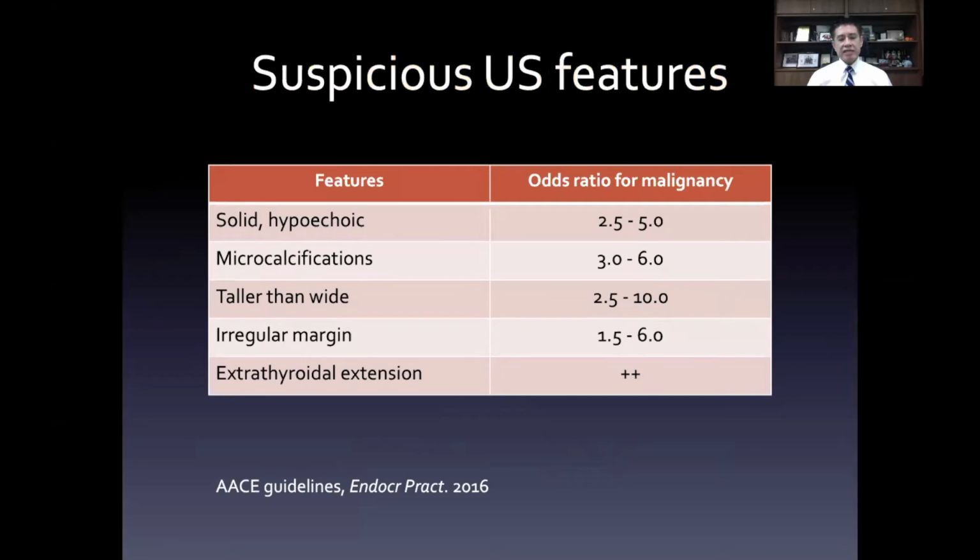Although ultrasound does not accurately determine malignancy, there are features that are suspicious and increase the risk of malignancy, such as solid and hypoechoic nodules, microcalcifications in the nodules, nodules that are taller than wide, nodules with irregular margins, and extrathyroidal extension is a near certainty of malignancy.